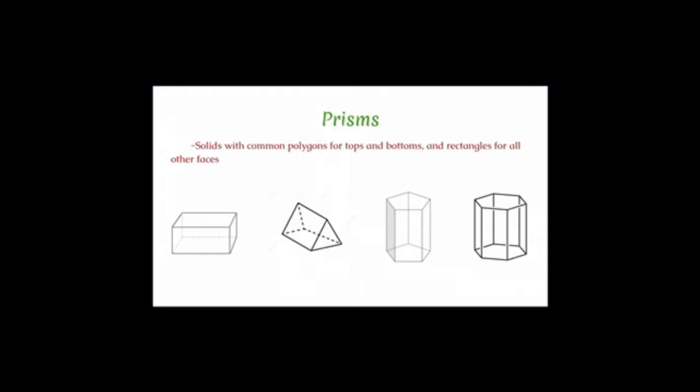Prisms are solids with common polygons for tops and bottoms, like a square, a triangle, a pentagon, a hexagon, and also octagons and so on, and rectangles for all other faces. As you can see, for say the third one, the pentagon is the top and bottom, and then rectangles for all other faces. And they don't have to just be tops and bottoms, like for example the triangular prism, where they're the sides, but they just mean 2 sides with common polygons and then the rest rectangles. So now let's do a little example.